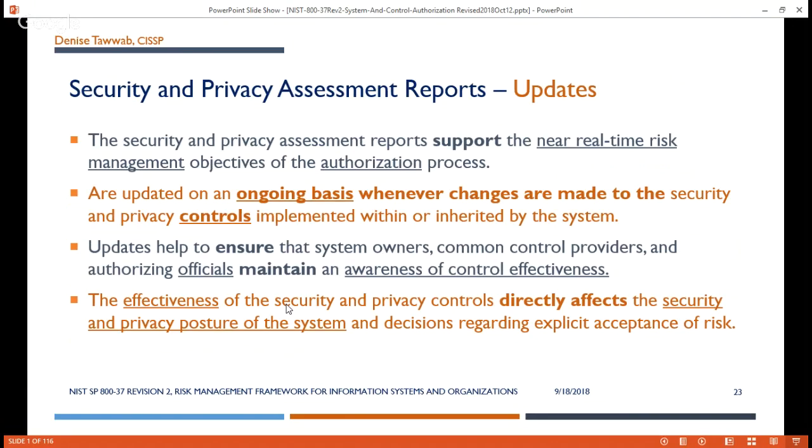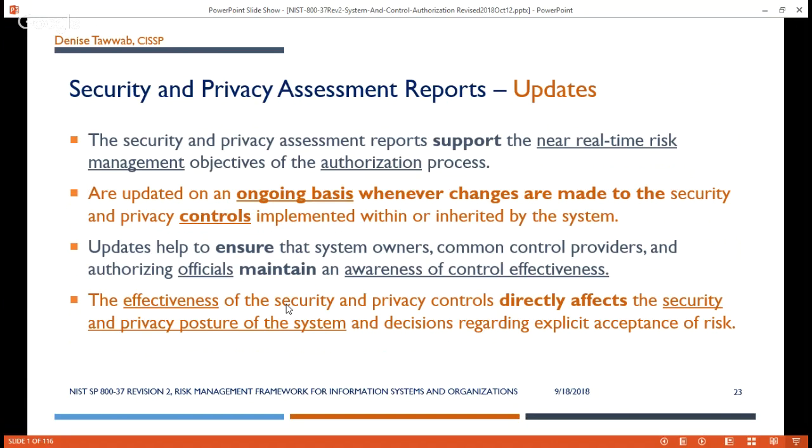For updates, the security and privacy assessment reports support near real-time risk management. The objective of the authorization process is near real-time risk management. And so those assessment reports support that. They're updated on an ongoing basis whenever changes are made to the security and privacy controls implemented within or inherited by the system. So anytime those controls change, you need to update your security or privacy assessment reports.